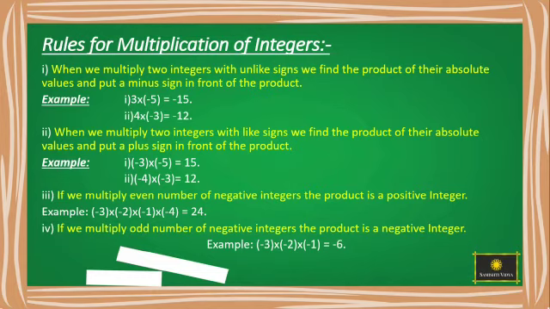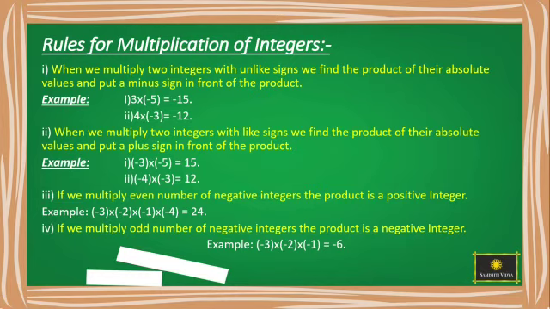When we multiply two integers with like signs, we find the product of their absolute values and put a plus sign in front of the product. For example, minus 3 into minus 5. Both are negative integers. So the product will be positive integer. Absolute values of minus 5 and minus 3 are 3 and 5. Product of 3 and 5 is 15. Therefore, minus 3 into minus 5 is equal to 15.